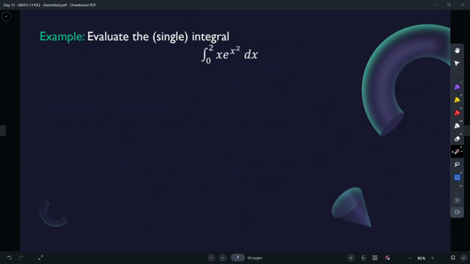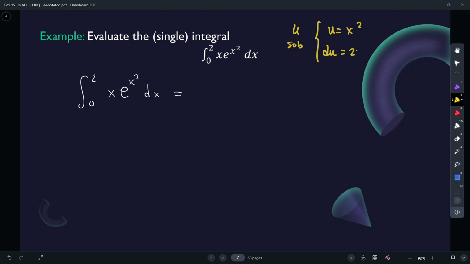Let me show you how this actually works in a practical example. So in here, we are going to use U substitution. What should U be? X squared. So my U sub is going to be u equals x squared, and then du is 2x dx.